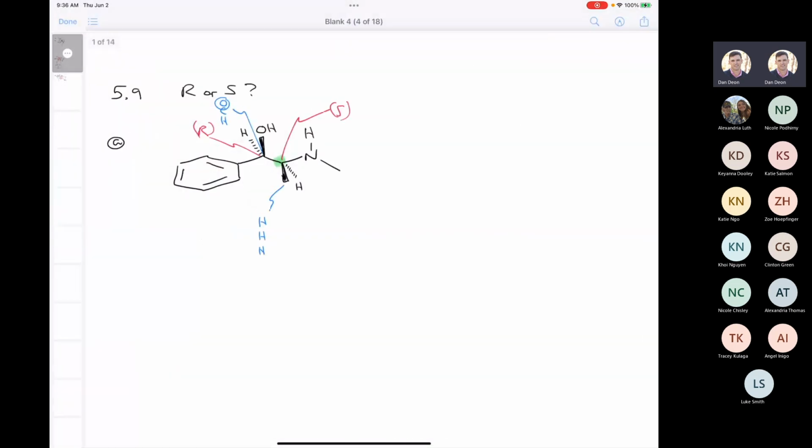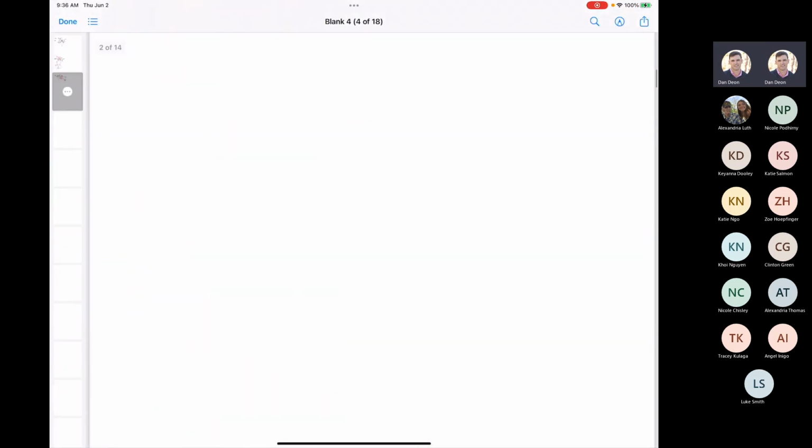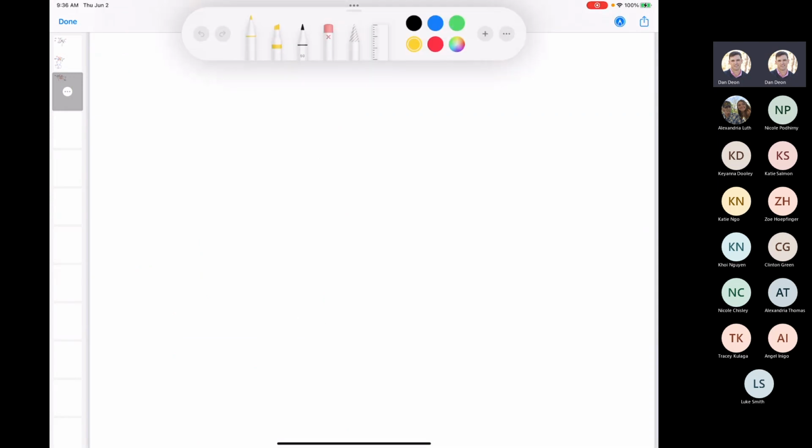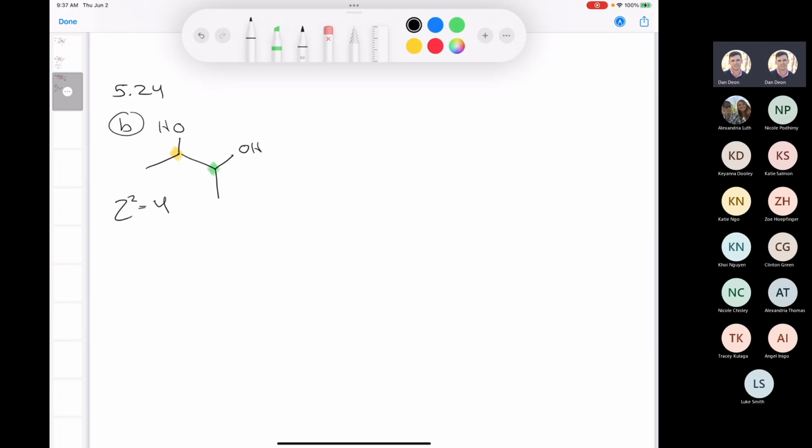So I'll go over to a blank document just so I have enough blank space. So this is 5.24b. And they give us this compound where we have a hydroxyl up here and a hydroxyl over here. Well, we have 2 stereocenters, 1, 2. So we might think 2 to the power of 2 gives me 4 possible stereoisomers. So let's try drawing some stereoisomers. We could have something like this, where we have one hydroxyl coming up and the other hydroxyl group pointing down. And of course, we could have its enantiomer.